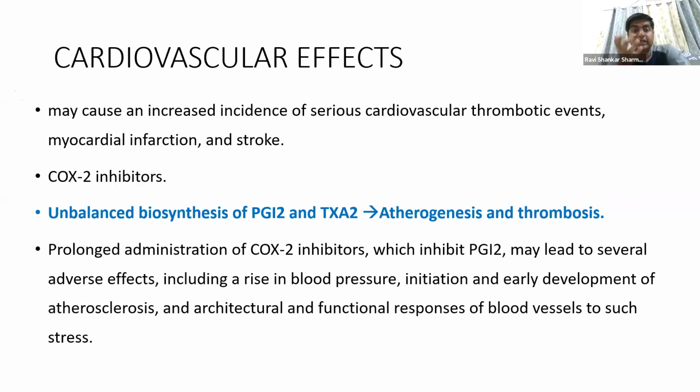Okay. Some cardiovascular, as I told you, rofecoxib and valdecoxib are especially implicated. It has been warned as a red label drug by the US FDA. And then unbalanced biosynthesis of prostaglandins and prostacyclins may lead to atherosclerosis and thrombosis. So this is going to be particularly with COX-2 inhibitors.